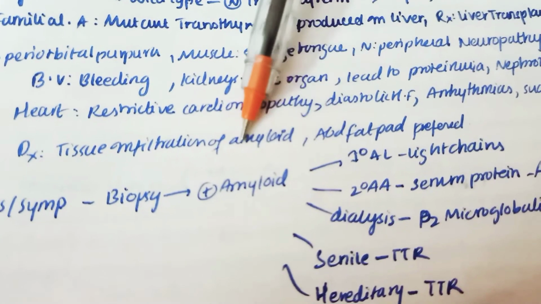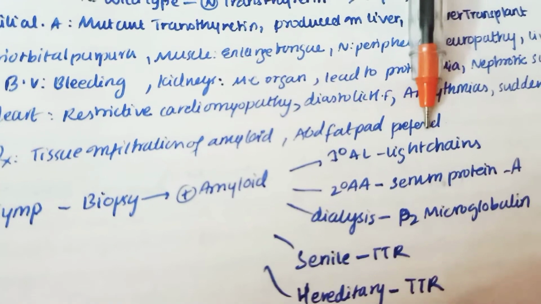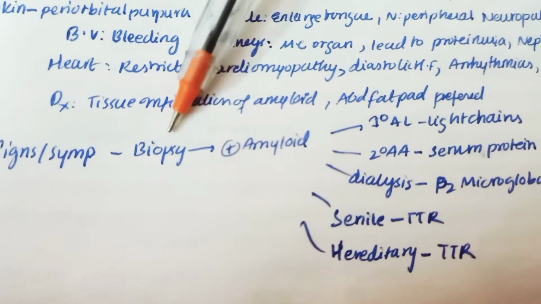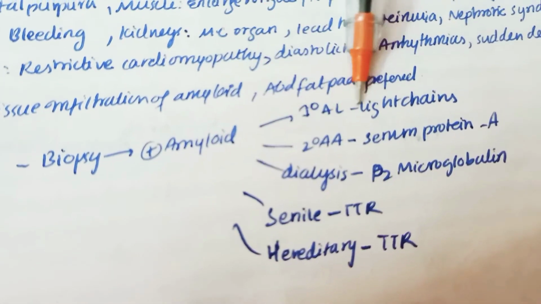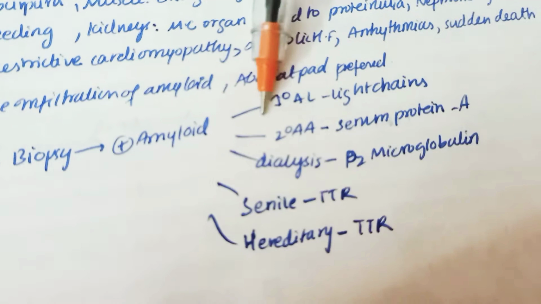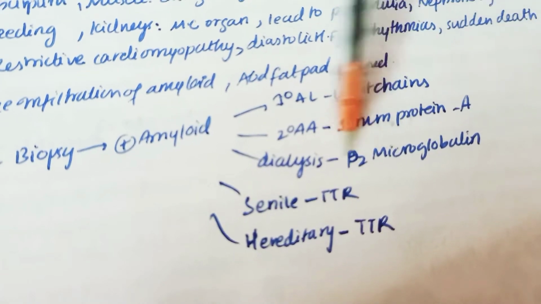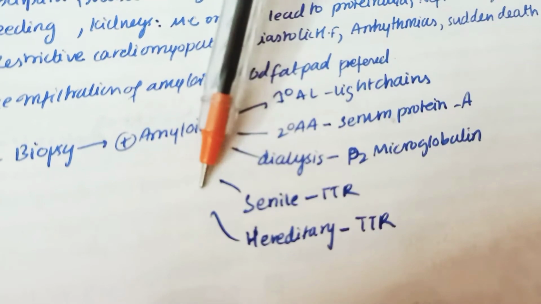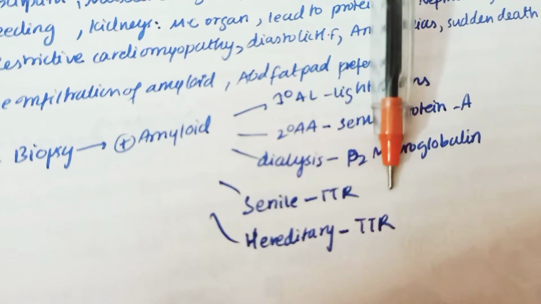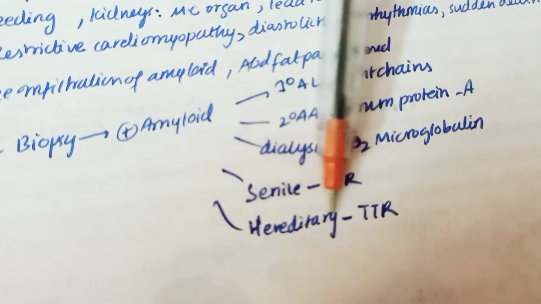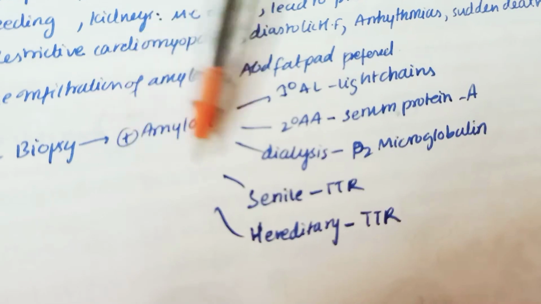Diagnosis is tissue infiltration of amyloid, abdominal fat pad biopsy preferred. Based on signs and symptoms, biopsy; if amyloid is positive: primary amyloidosis, light chains; secondary amyloidosis, serum amyloid A protein; dialysis, beta-2 microglobulin; senile, transthyretin; if it is hereditary also, transthyretin.